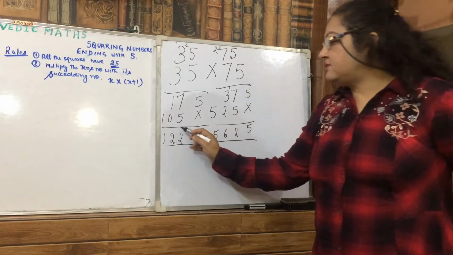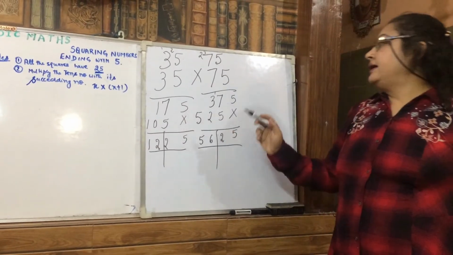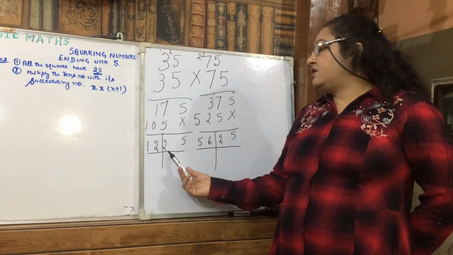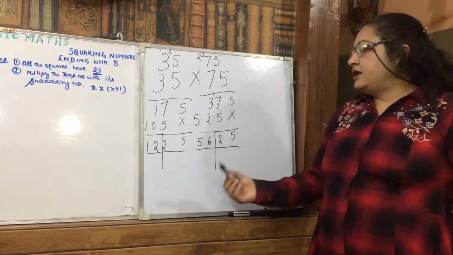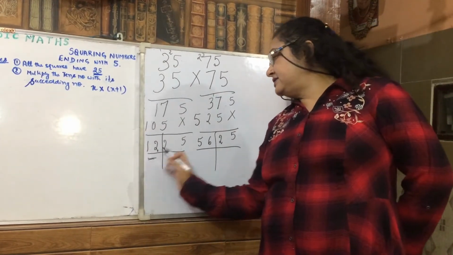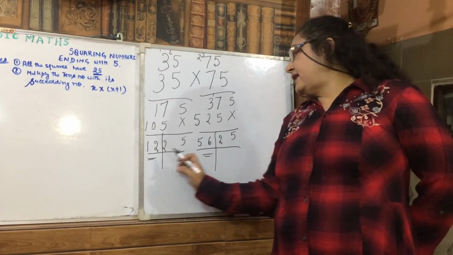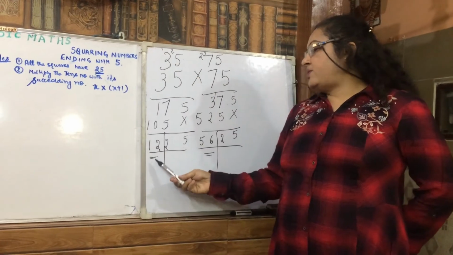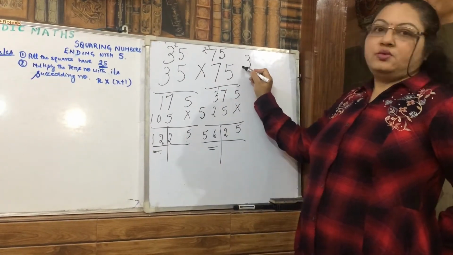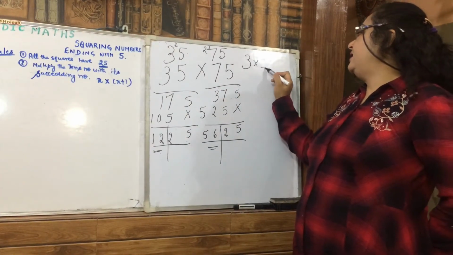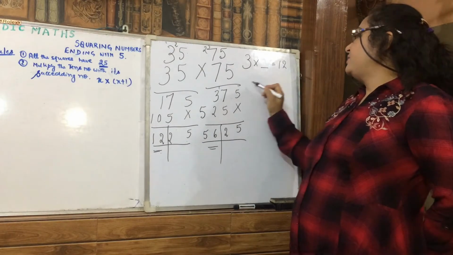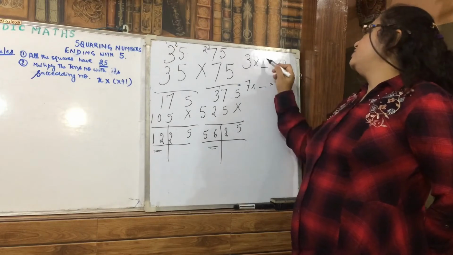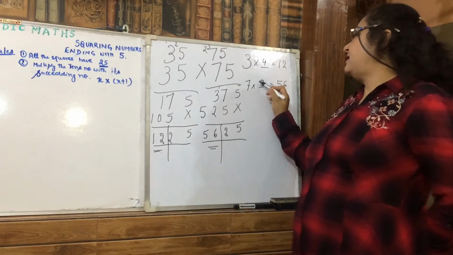So if you observe the pattern, all the numbers having squares of 5 will have 25 at the end. Now if you see the number before it, this is 12 and this is 56. So 3 links with 12: 3 into something is equal to 12, or 7 into something is equal to 56. So here the answer is 4 and here the answer is 8.